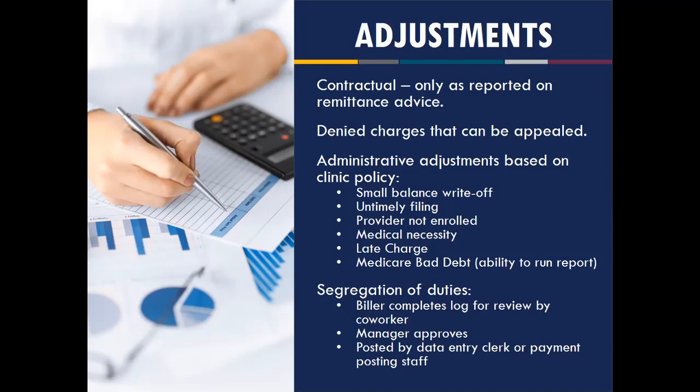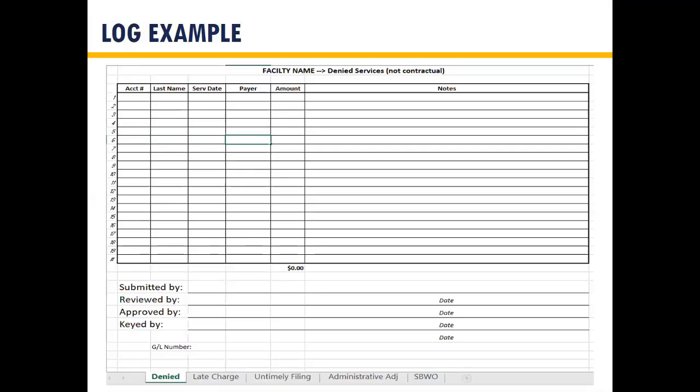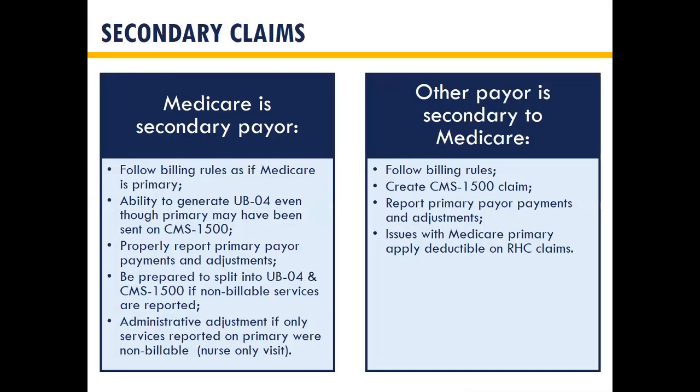It's most likely not intentional, but all non-paid services should be reviewed to get to the root cause, correct the issue, or identify if it is indeed a non-covered service that the patient would be responsible for. And here we've just included an example of a log you might want to incorporate. It can be printed off, completed, and given to the person who's responsible for posting. It allows you a mechanism for quantifying the adjustments, where you've got a different log, maybe based on the different denial reasons that we just covered.